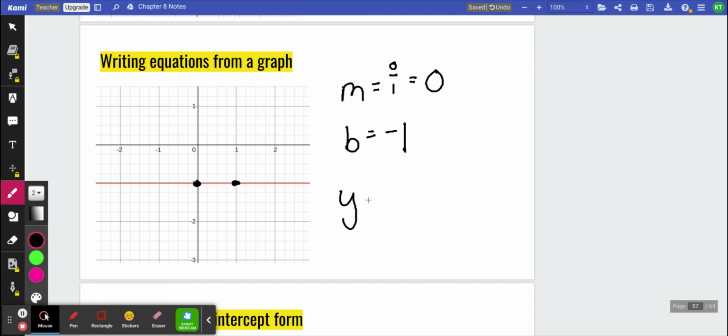So my equation, right, I could write 0x, but that doesn't affect the equation at all. It's just going to be y equals -1, right? It's just y equals the y-intercept, right? Because all of these values, y is -1, does not matter what x is.